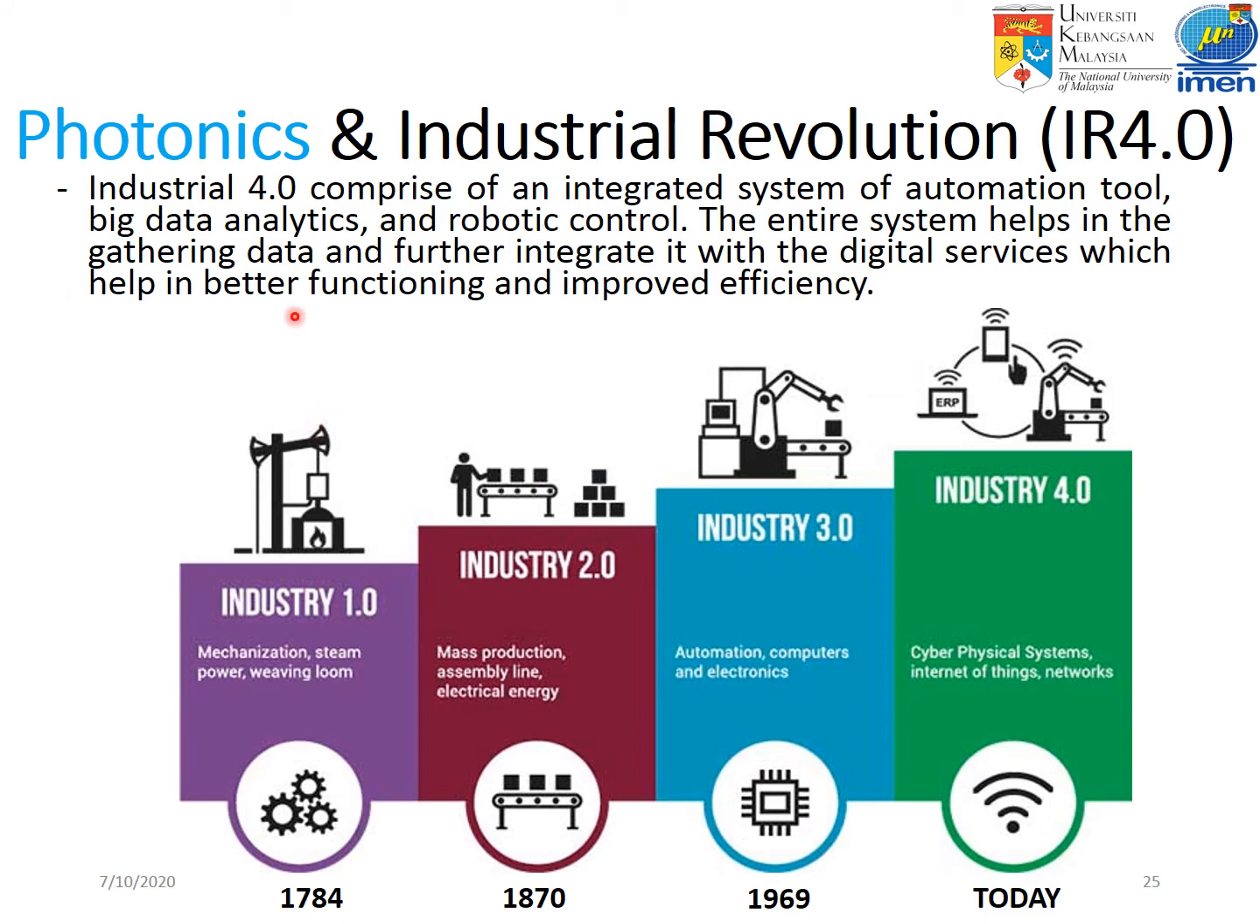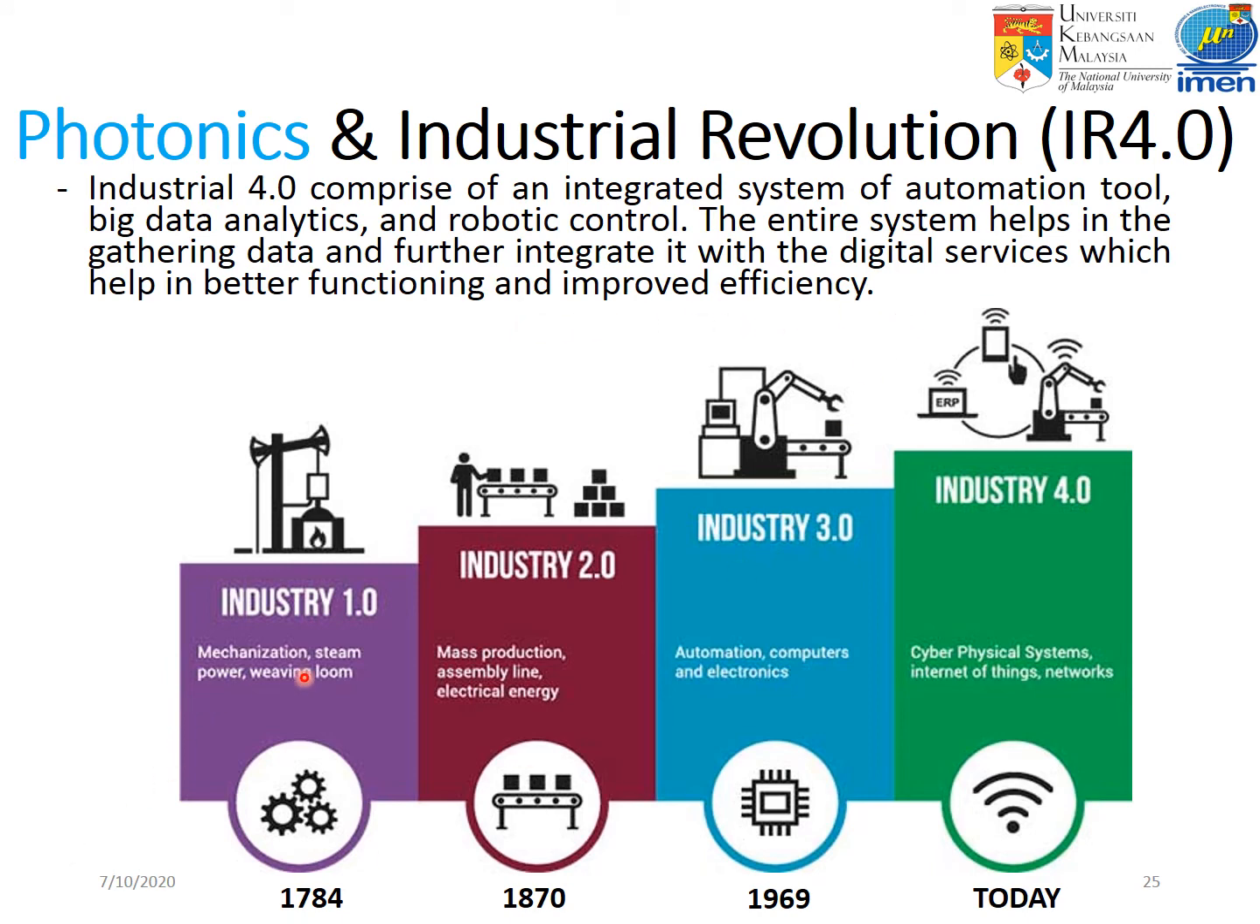What is the relation between photonics and Industrial Revolution IR 4.0? So IR 4.0 comprises an integrated system of automation tools, big data analytics, and also robotic control. The entire system helps in the gathering of data and further integrates it with the digital systems, which helps in better functioning and improved efficiency.